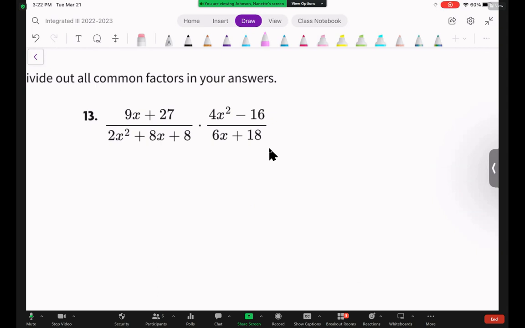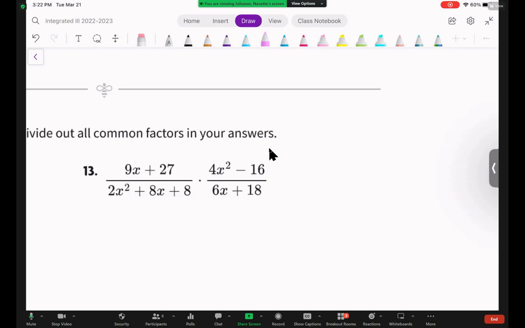So I'm going to start with the top left. And I'm like, oh, both of them have a 9. So I get 9 parentheses x plus 3. I move to the bottom and I'm like, hey, you have a common factor of 2. So I'm going to divide out that 2 first. So I get x squared plus 4x plus 4.